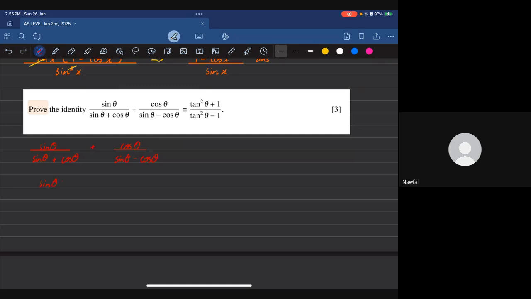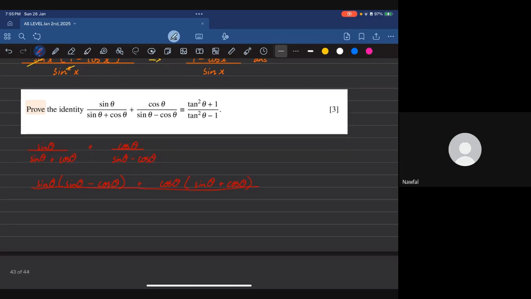Okay, I get what you're saying. So first, we're taking the LCM: sine theta times sine theta minus cos theta, plus cos theta times sine theta plus cos theta, over sine theta plus cos theta multiplied by sine theta minus cos theta. Okay. Now what's going to happen?